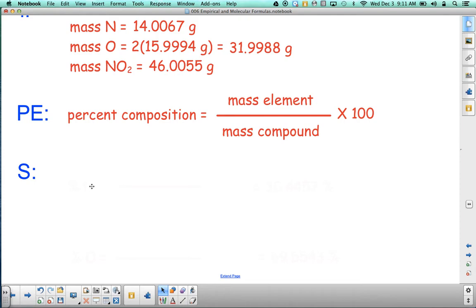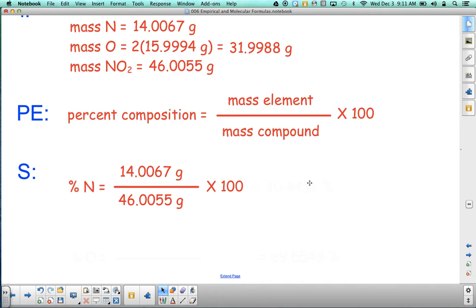To calculate the percent nitrogen, we simply take the mass of the nitrogen in 1 mole of NO2, divide by the total mass of NO2, and multiply by 100. Notice that the answer has a large number of significant figures due to the large number of significant figures provided from the atomic masses. Now we can do the same thing for the oxygen.